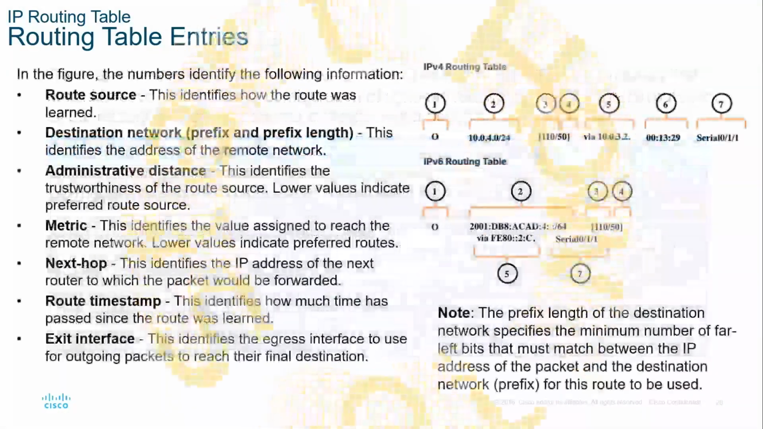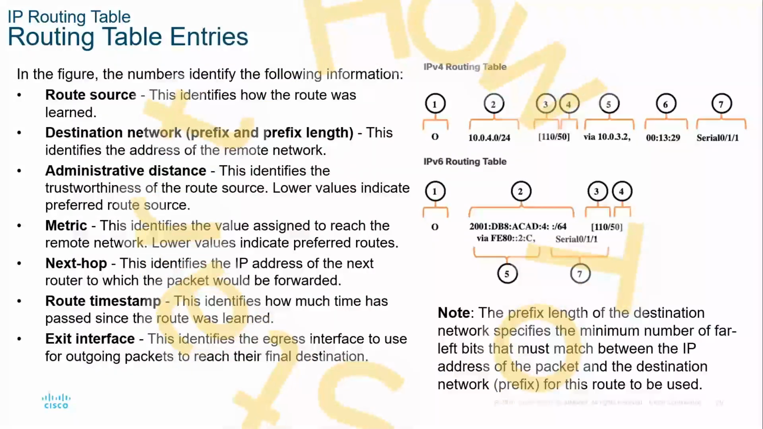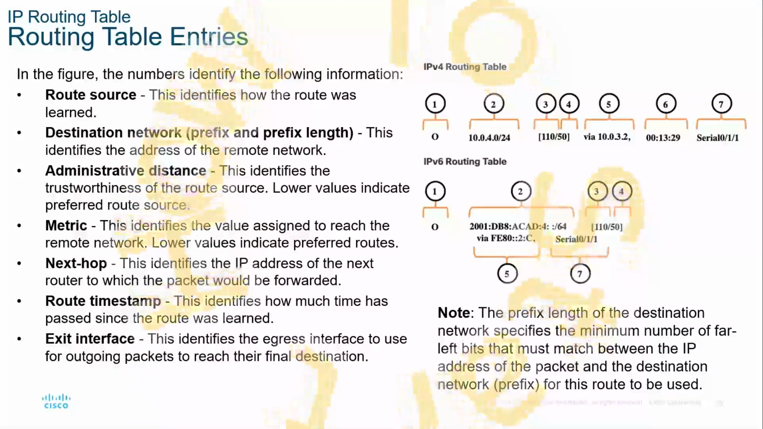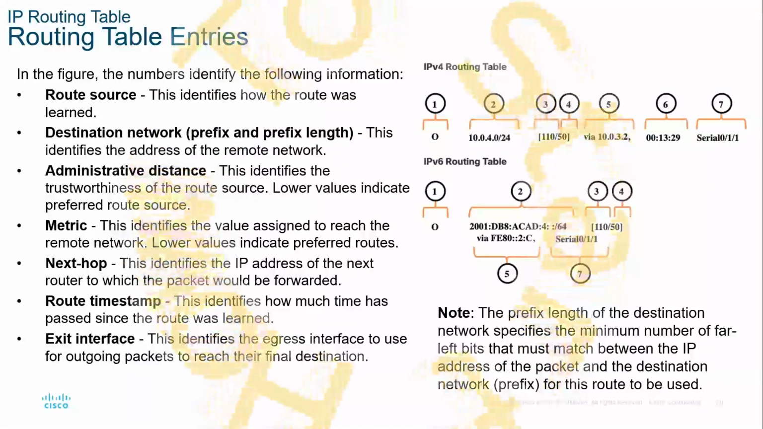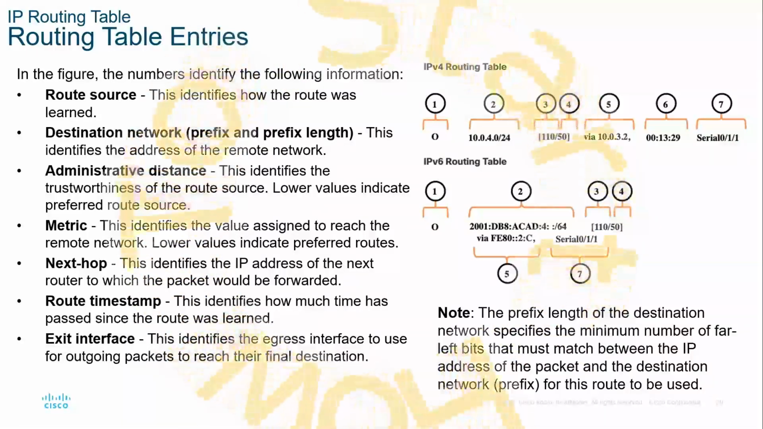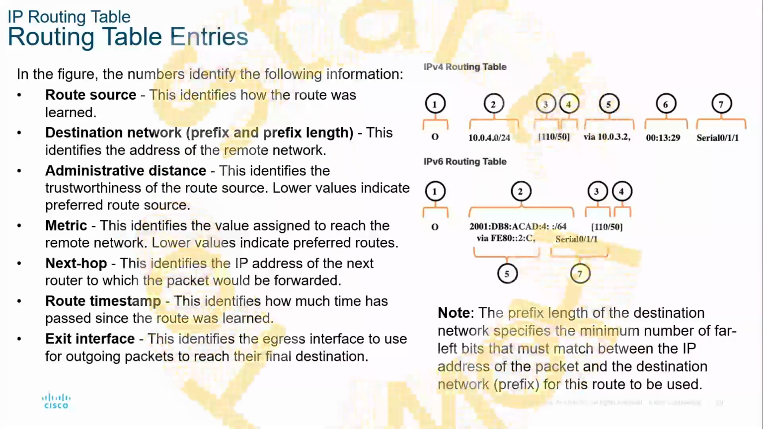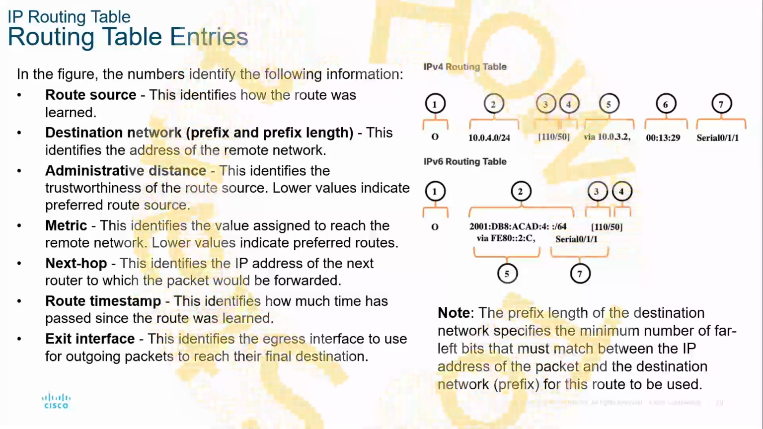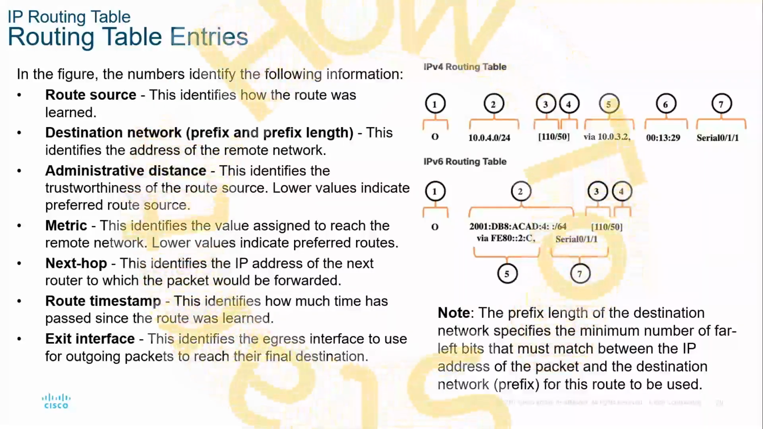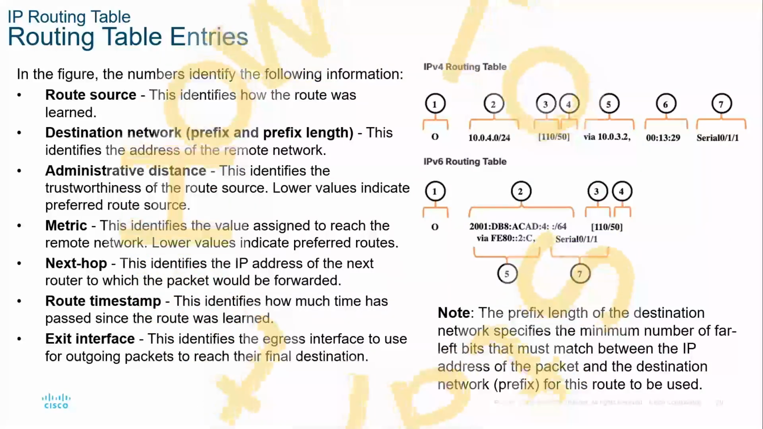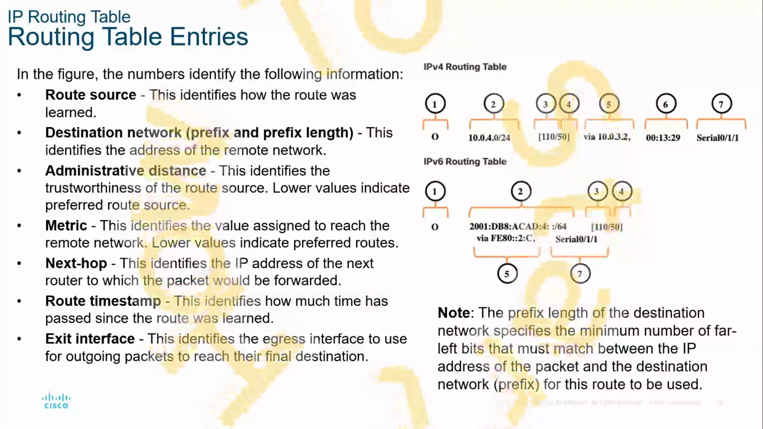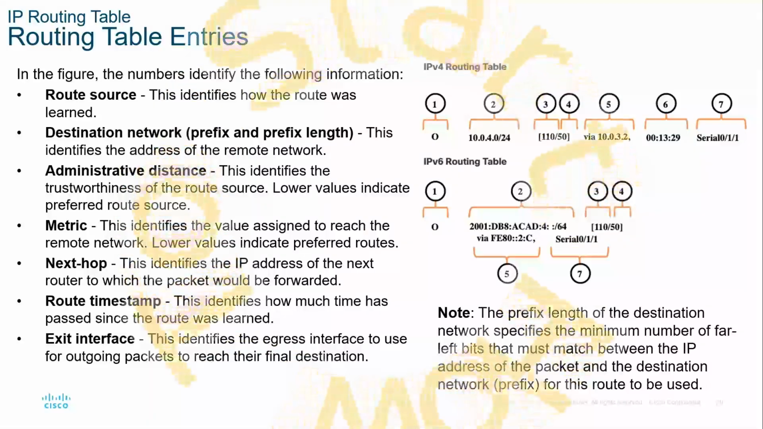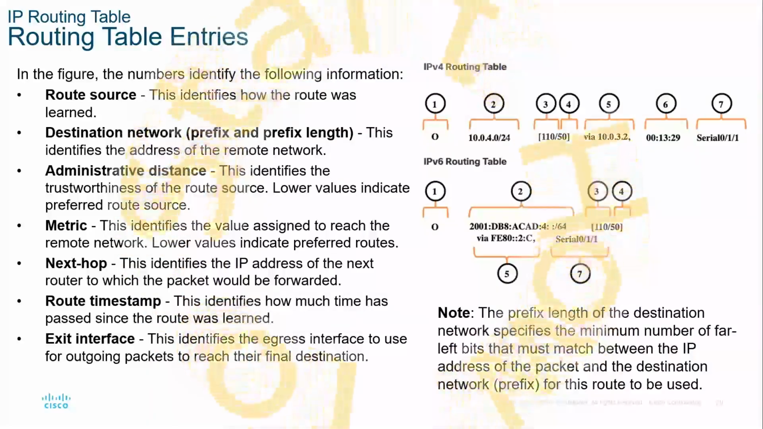So how do we decode the routing table? Here's an example. There are 7 key steps in understanding the routing table. Route source: how did the route get learned? Destination: where are we sending it. Third, administrative distance. This is basically the trustworthiness. The lower the value, the better. The metric will identify the value assigned to reach the remote network. Lower values indicate preferred routes. So again, the lower the better.